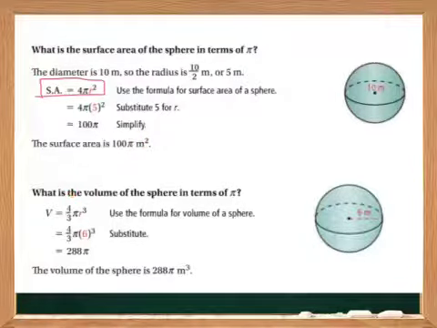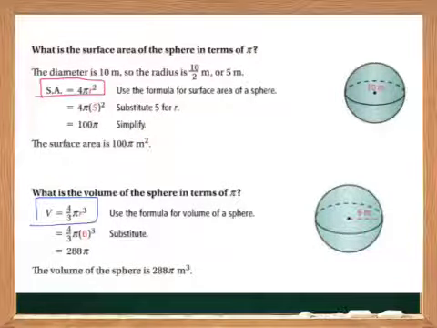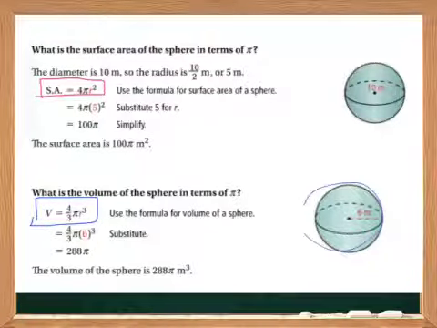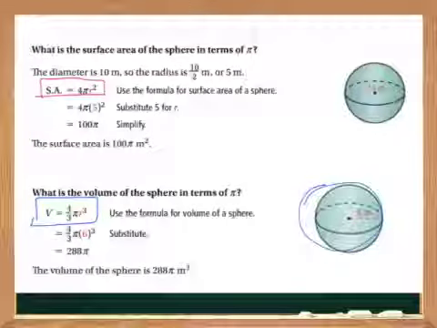For the volume, we have this formula. Now it's radius cubed. The radius in this case is 6 meters. So 6 cubed times pi times 4/3 gives us 288 pi meters cubed.